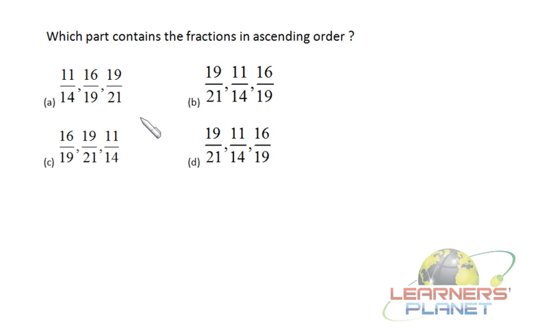Now in this question, which part contains the fractions in ascending order? So we have been given three fractions, 11 by 14, 16 by 19 and 19 by 21. Now friends, in this case 11 by 14, the difference between numerator and denominator is 3, and in 16 by 19 still it is 3. So between these two, 16 by 19 will be greater. Now 16 by 19 and 19 by 21. In this case the difference is 3, in this case the difference is 2, still the numerator is bigger. So definitely 19 by 21 will be greater than 16 by 19. So first option itself is correct.